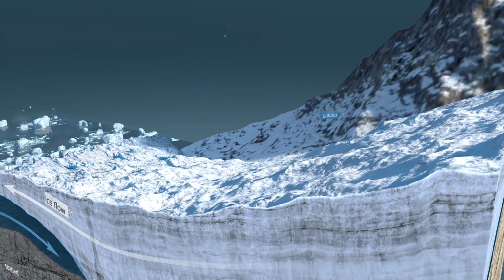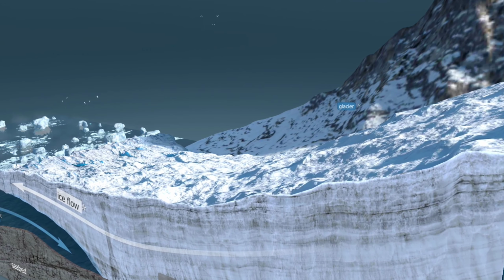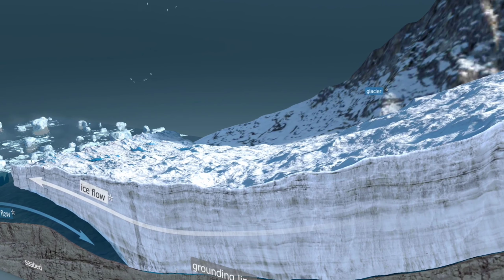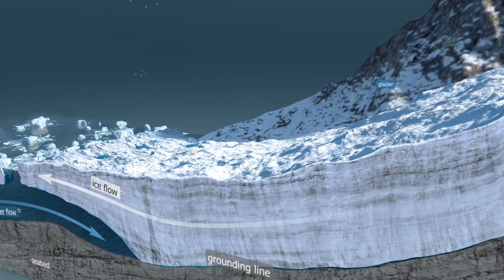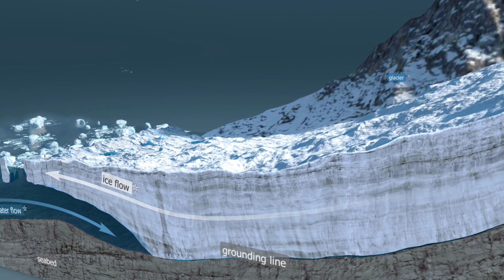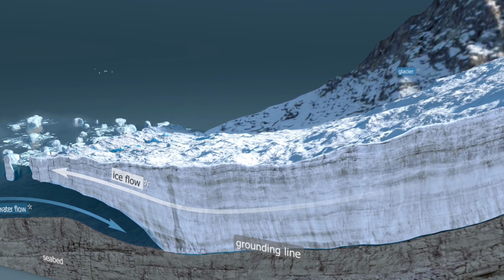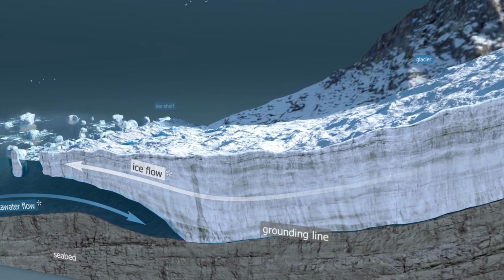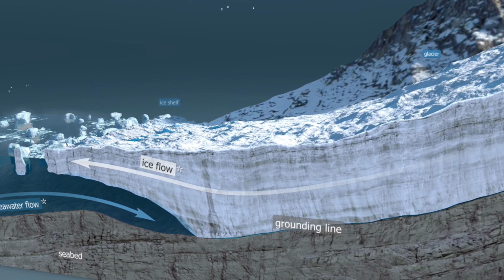Glaciers and ice sheets move downhill due to gravity. As they flow, cracks appear in them. When they reach the coast, they extend into the sea instead of coming to a halt, forming an ice shelf. The area and depth of the ice shelf extending into the sea can vary greatly.